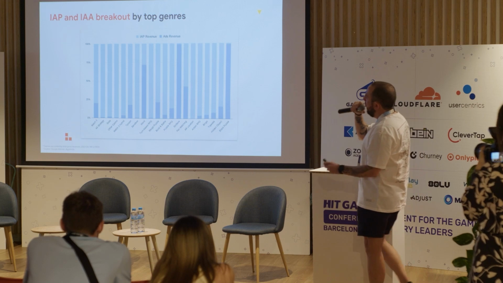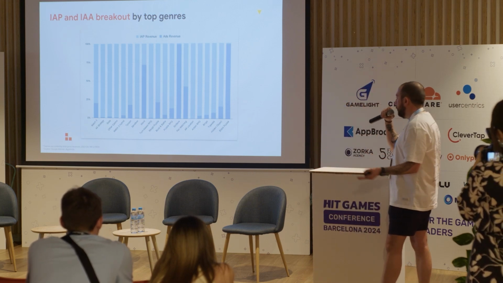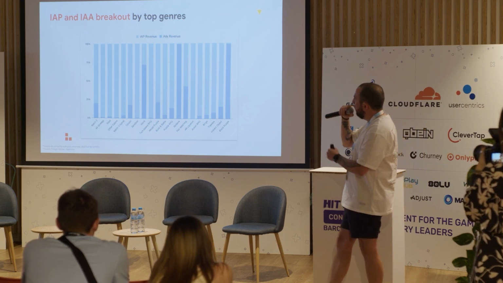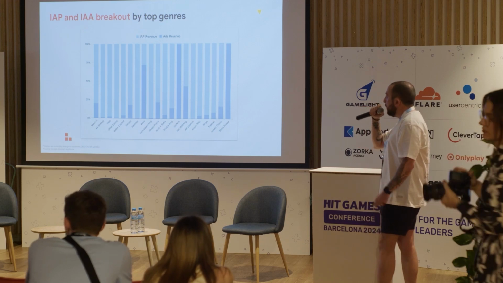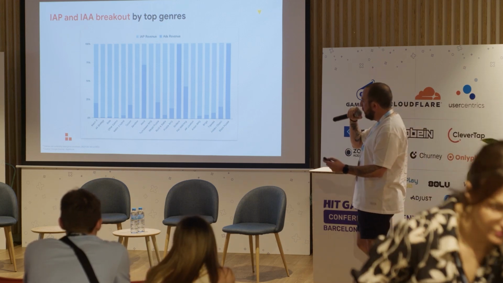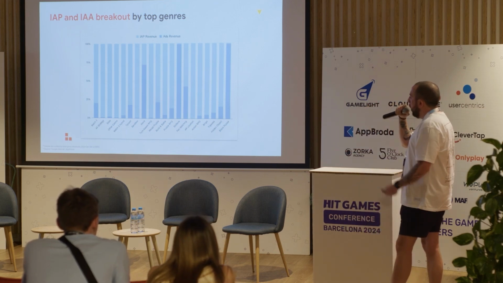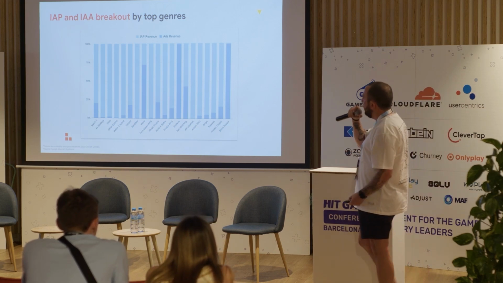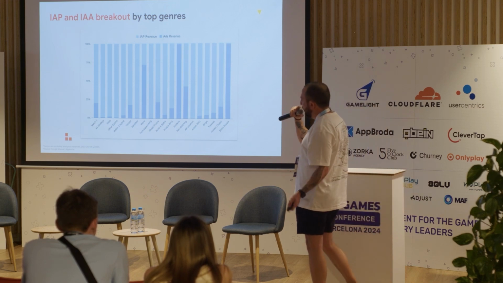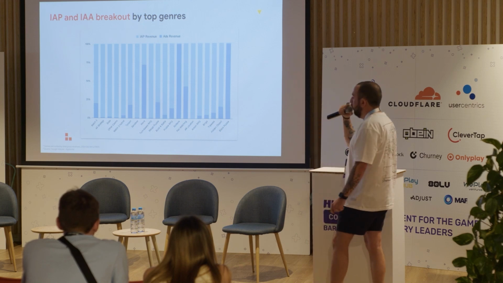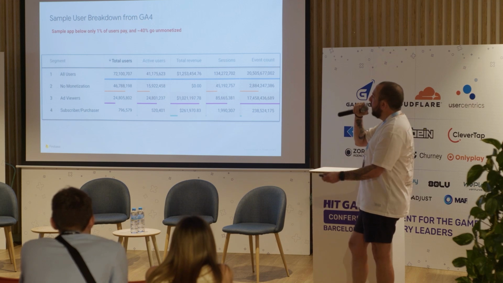This is the IAP and IA breakdown per genre. You can find your genre here. You can see that some of them are ads dominated, some of them are IAP dominated, but you can see that it varies a lot depending on the genre that you have. So block puzzle, for example, or solitaire is highly ad revenue based, whereas forex strategies or slots or other casinos are mostly IAP based revenue. This is just a sample of a breakdown.